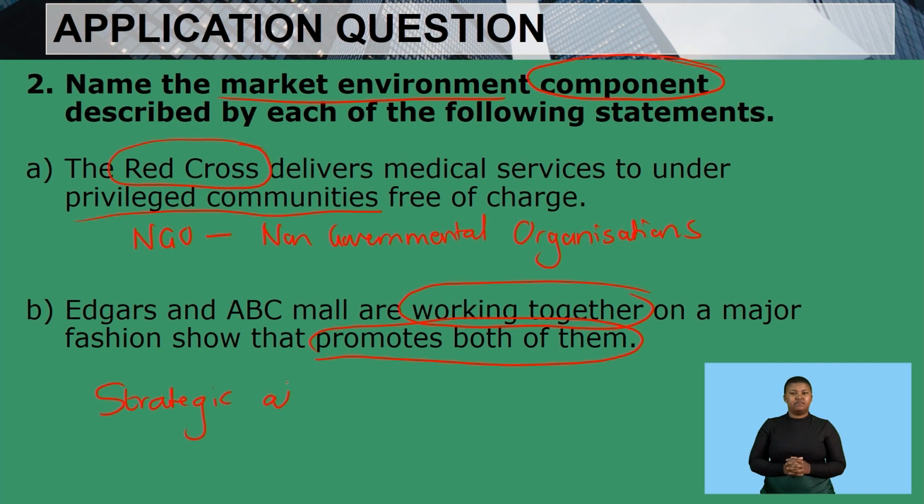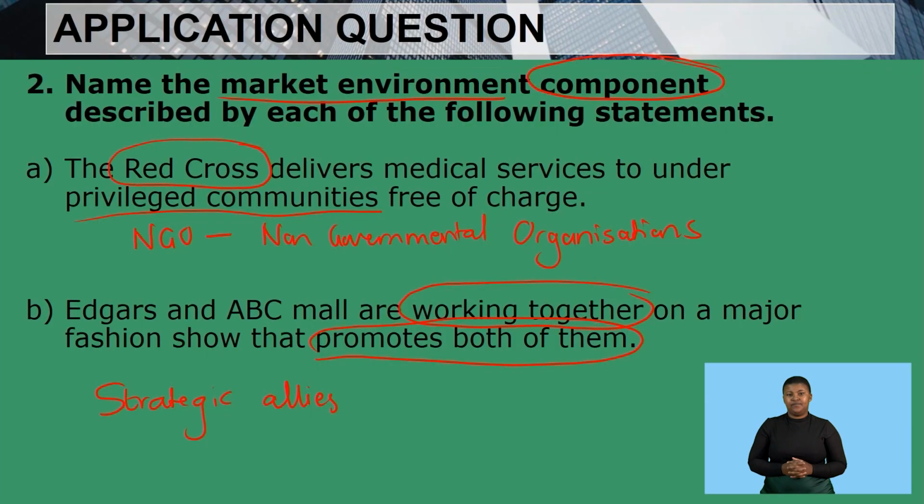Okay, so remember, strategic allies are businesses that work together on a specific project. In this case, it's Edgars and ABC Mall working together on the fashion show, and both will get a competitive advantage from this project. So in this statement, it says that they both are getting promotion or advertisement from this specific project. So this will be, of course, strategic allies.